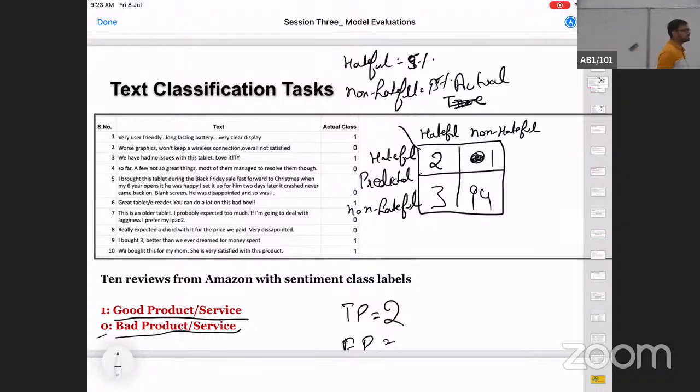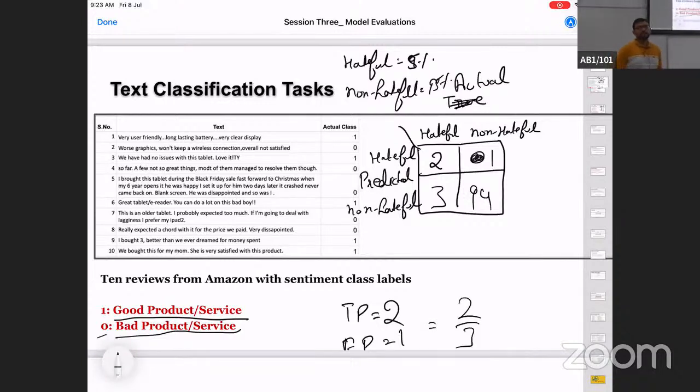False positive: the predicted class is positive, but it is an incorrect prediction. That's what this false positive says. So what is that value going to be? 1 or 3? 1. So false positive is 1. So what is going to be your precision? Two by 3? Okay, very good. That seems to be very good.